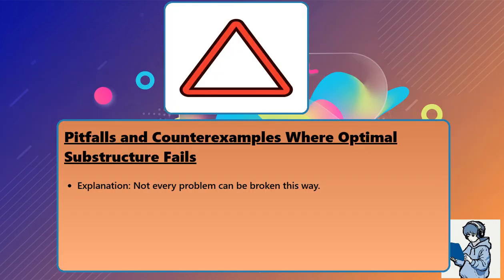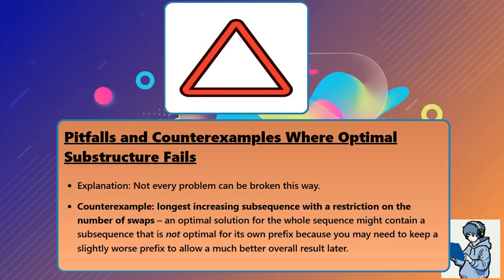Explanation: not every problem can be broken this way. Counterexample: longest increasing subsequence with a restriction on the number of swaps. An optimal solution for the whole sequence might contain a subsequence that is not optimal for its own prefix, because you may need to keep a slightly worse prefix to allow a much better overall result later.